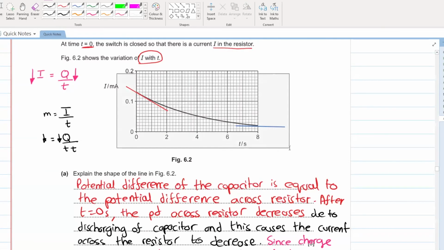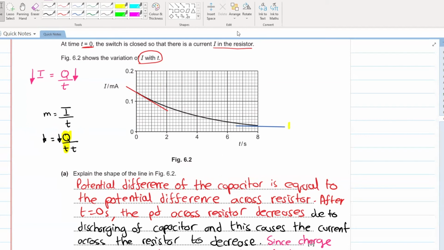Wahab, what is the gradient of this graph? Change in y over change in x. What is on the y-axis? Current. What is on the x-axis? Time. Current can be replaced by what? Charge over time. As charge decreases, the gradient overall decreases. Hence, you have a decreasing curve.